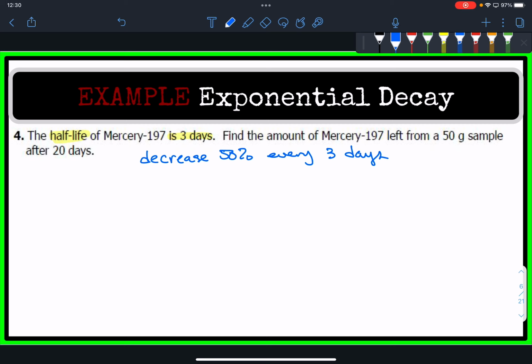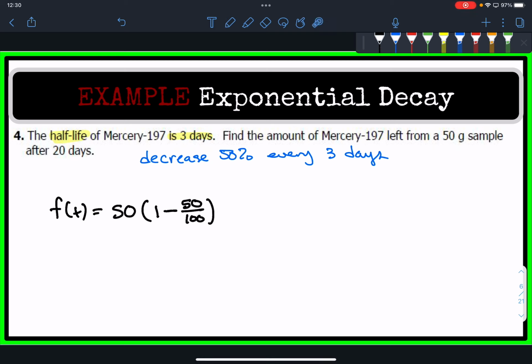We want to figure out the amount of Mercury 197 left from a 50-gram sample after 20 days. So we would think again of setting this up as 50 grams, and we're going to multiply this 50 grams with 1 minus 50%, which is 0.5 as a decimal notation. Or if you want to set this up in the following way, you can. 50% literally means 50 out of 100, so you could set it up like this as well.